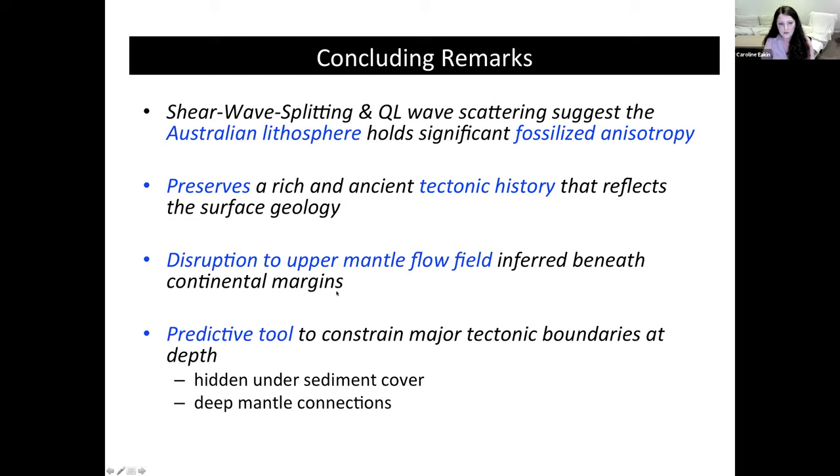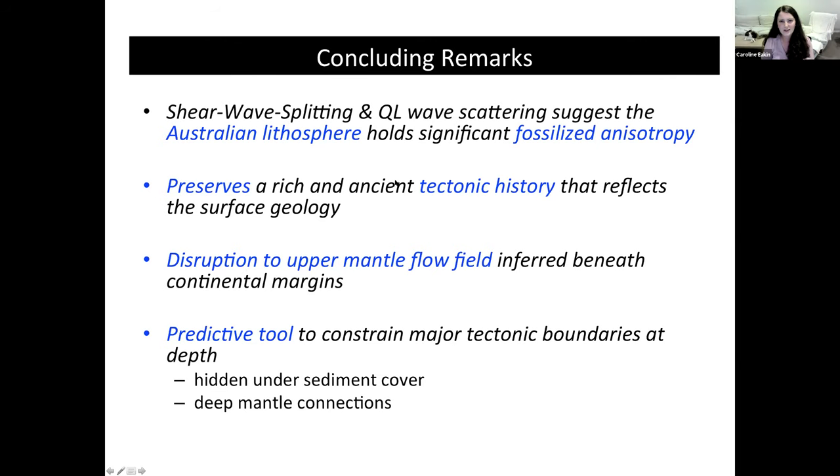Perhaps beneath the continental margin, we've inferred a disruption to the upper mantle flow field that's tied to that continental margin that hasn't really been seen before. And maybe these quasi-Love wave scattering measurements could be used as a predictive tool to help constrain these major tectonic boundaries at depth, particularly those which are hidden underneath the sedimentary cover and those that have deep mantle connections that might hold potential for mineralization.